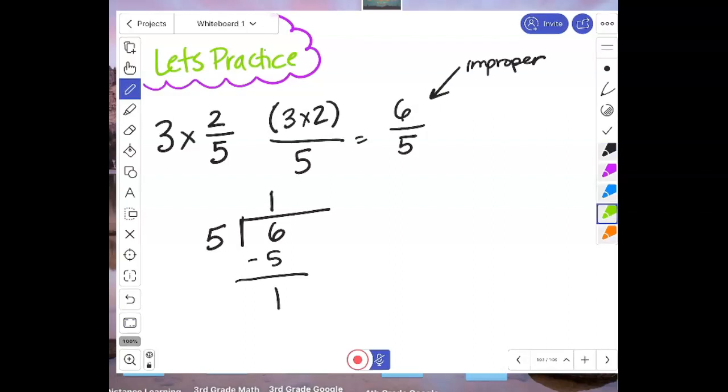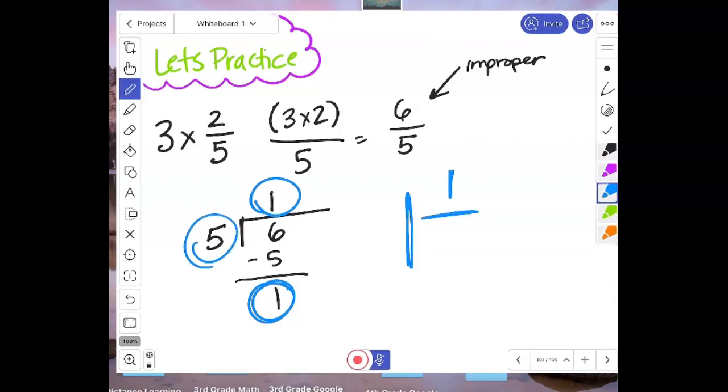So here's where my numbers come from. 5 becomes my whole number. Oh, no. No, Mrs. Shock, no. 1 becomes my whole number. The remainder of 1 becomes my numerator. And the divisor becomes my denominator. The easiest way for me to remember that is divisor and denominator both start with D.